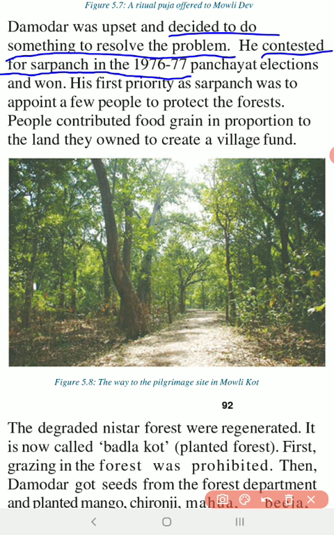After winning the election, his first priority as Sarpanch was to appoint a few people to protect the forest. The first thing he did soon after winning was to appoint a group of people, a committee in the village, to restore and protect the forest. Now, to restore and protect a forest, we need funds, we need money. So what happened? He encouraged all the villagers.